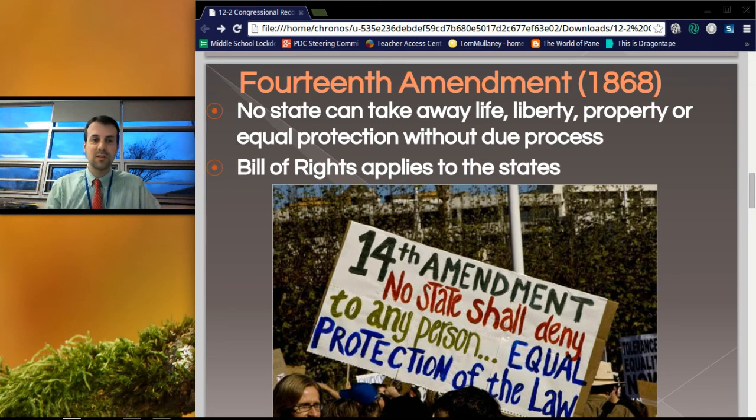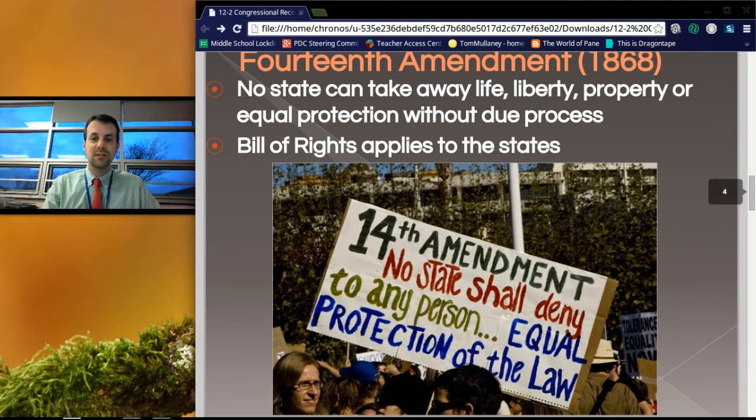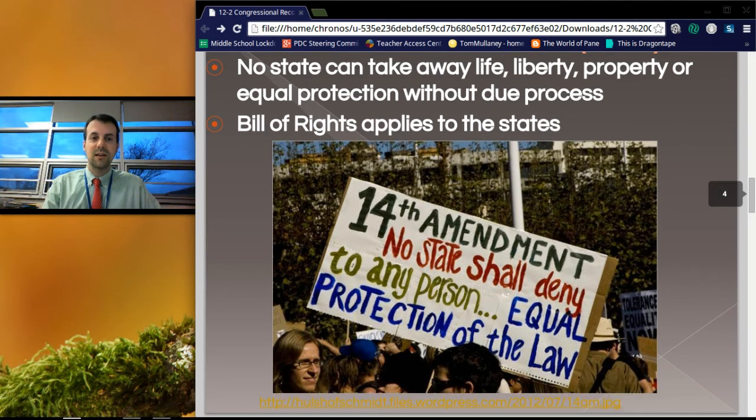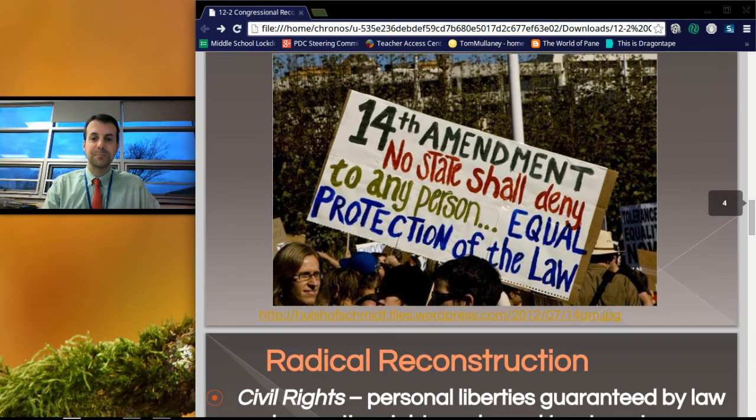I would argue possibly the most important amendment, even more important than the first, because it means that no government entity in this country, state, local, federal, can do any of those things without due process. As you can see from that picture, it's something that is hotly debated to this day.